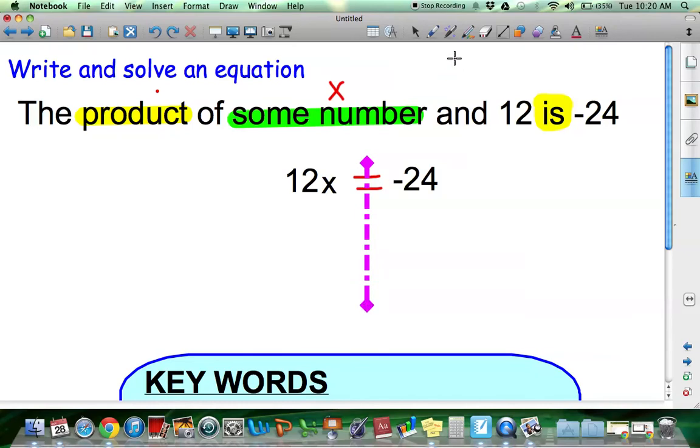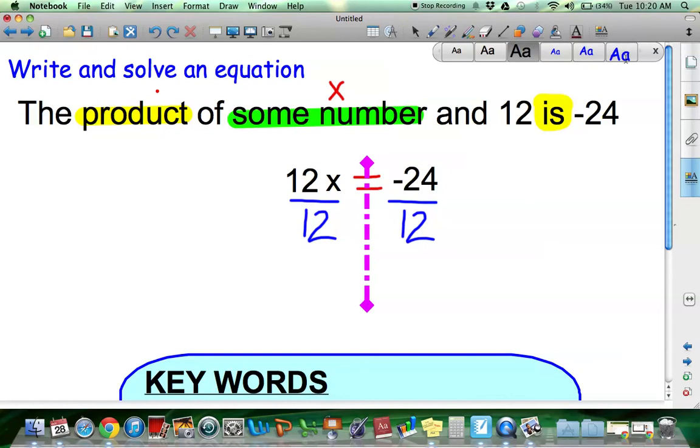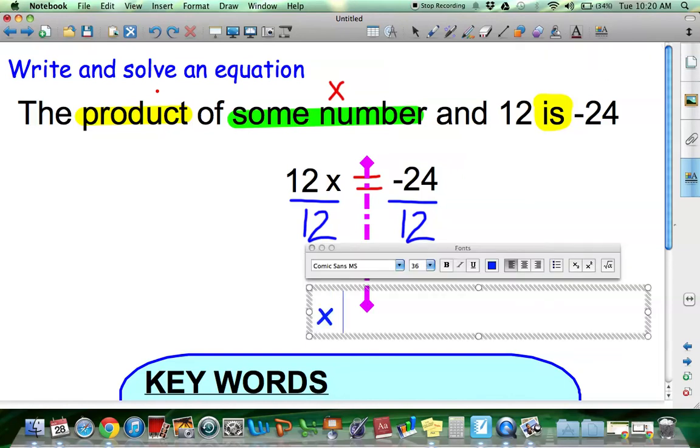This is something we know how to solve. So I'm going to put my line down here. What's happening between the 12 and the x is they're being multiplied. So I would divide both sides by 12. It's a crazy 12. Don't mind that. And when I do that to both sides, I have to remember that on this right side, a negative divided by a positive is going to give me a negative. So I know that x is going to equal a negative 2.